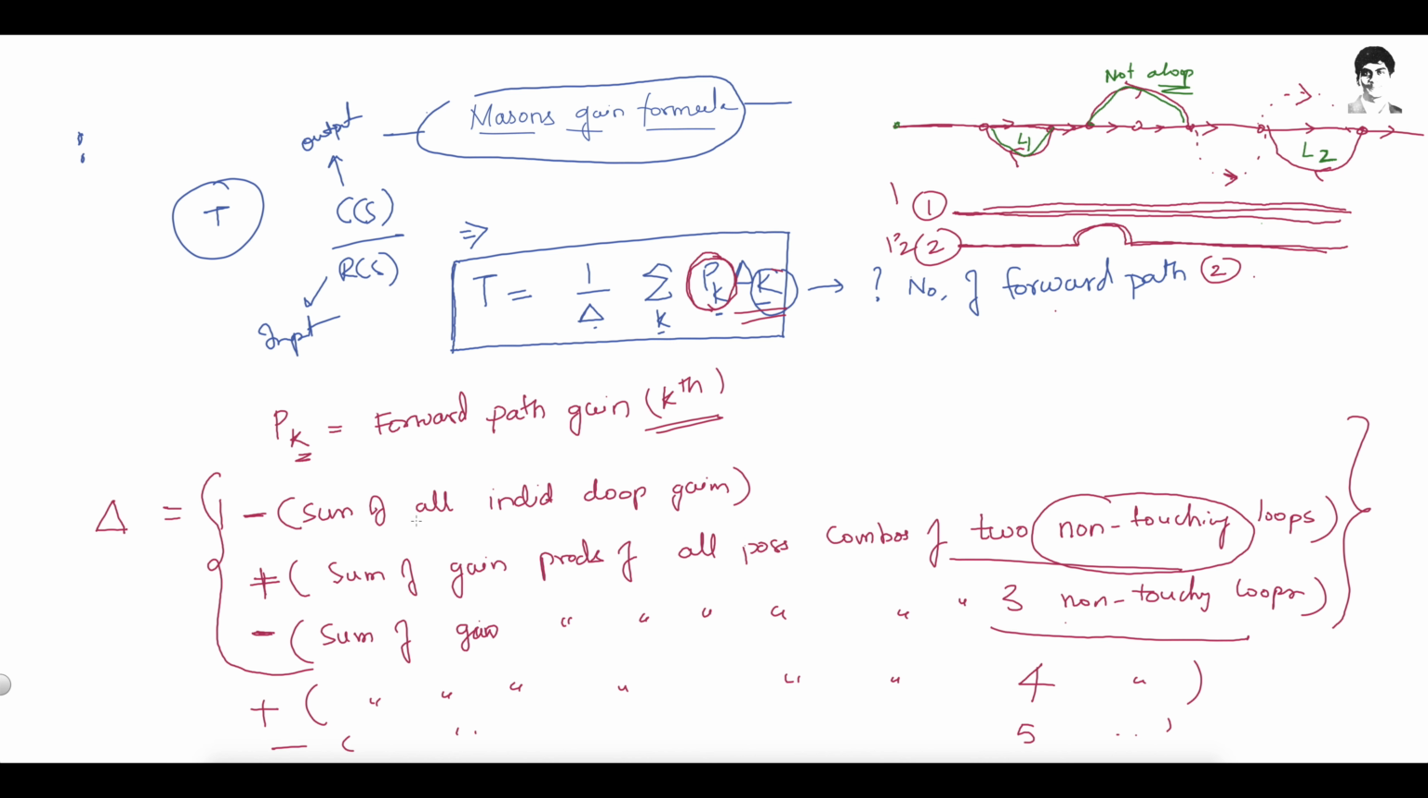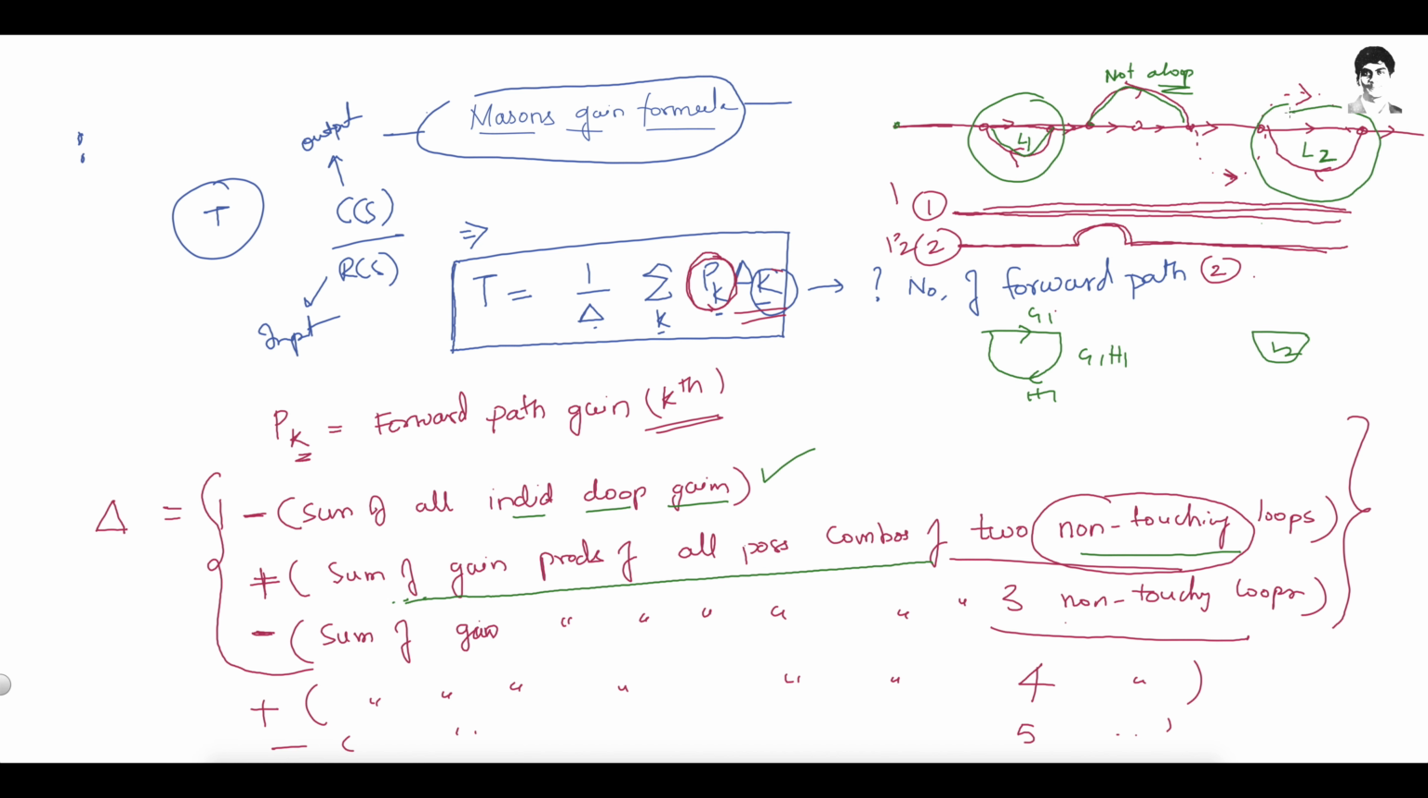First is the sum of all individual loop gains. So what will loop 1 be? This is loop 1. If this is G1 and this is H1, this gain will be G1 H1. As simple as that. And this is loop 2. We got that. The second part is the sum of gain products of all possible combinations of non-touching loops. So this loop here and this loop here, are they touching each other? No. So this will be a pair of non-touching loops.